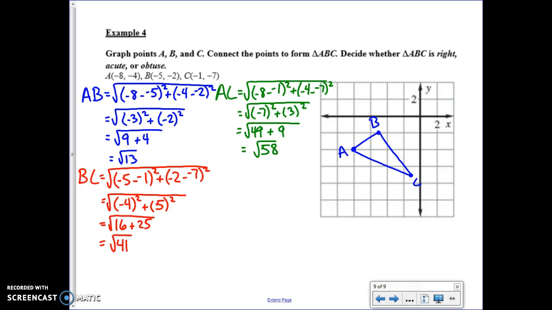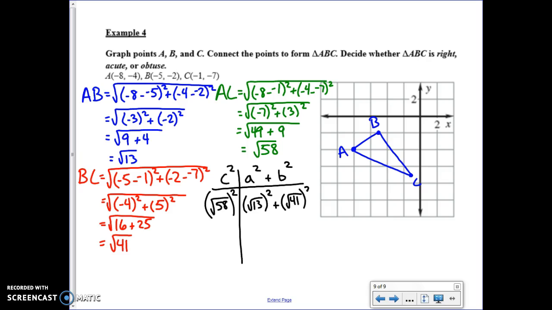Okay, so now our next step, now that we have all 3 of those distances figured out, is to put it into our table. So since they're all under the radical, it's easy to see which one's biggest, because just like if they weren't under the radical, we're looking for the biggest number. So I have the square root of 58 squared. And then I have the square root of 13 squared and the square root of 41 squared.